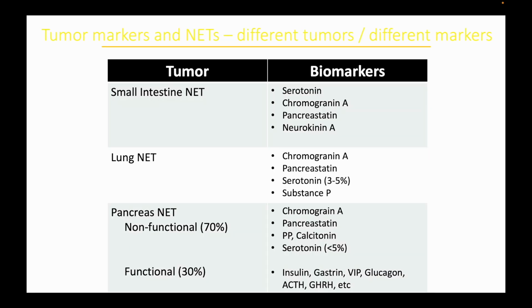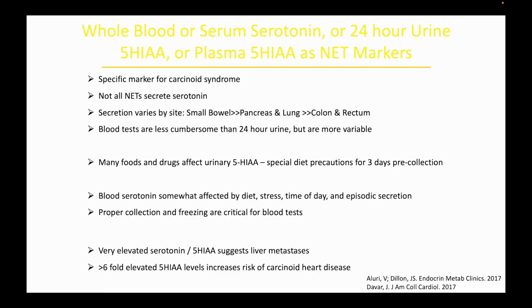So I mentioned that different tumors make different tumor markers. Again, in the small intestine, serotonin is a big one. Chromogranin is there. Lung neuroendocrine tumors, chromogranin is there. Pancreas neuroendocrine tumors, chromogranin is there, and some other things. Some pancreas neuroendocrine tumors are functional, and some of them make insulin or a variety of other chemicals.